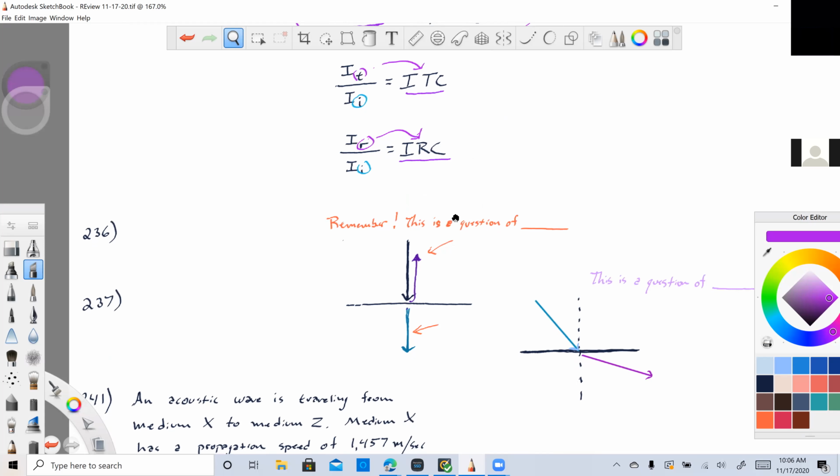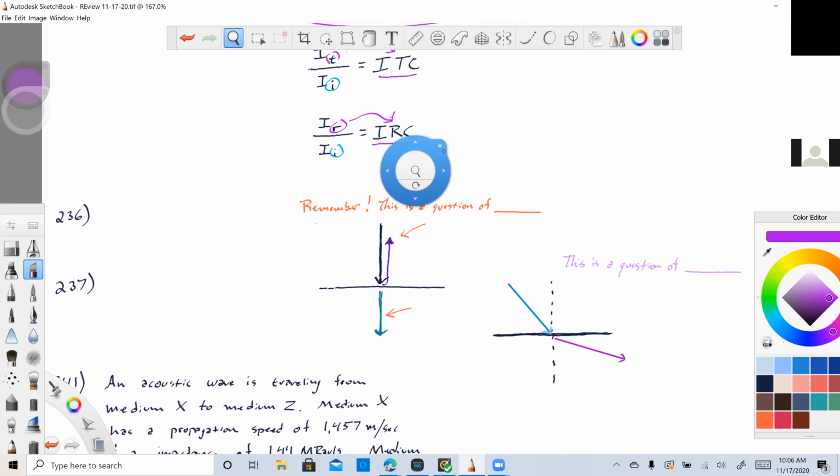And then just a little more review. You guys know this. I have an incident, reflected, transmitted, and not to mention a 90-degree angle. Is this a question of the speed of sound? Everyone's saying no to their computer screens because no, this is a question of impedance.